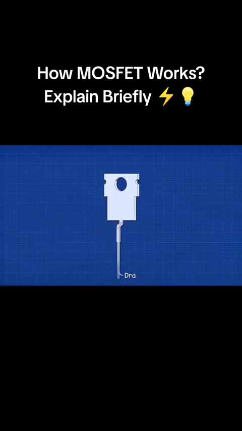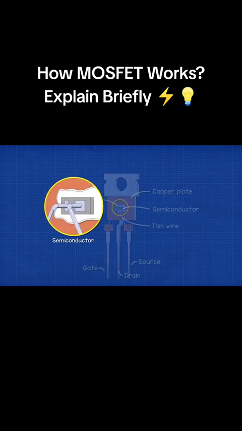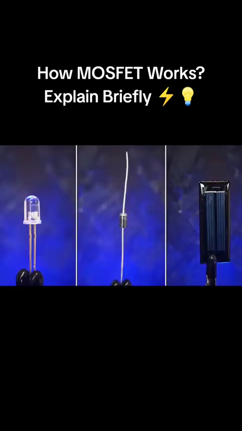Inside a MOSFET, we just have a tiny piece of semiconductor material. The drain terminal connects to a copper plate. The semiconductor is attached to this, and we have some small wires connecting the source and gate to their respective parts. The semiconductor will probably be made from silicon, which looks something like this. We also use this in LEDs, diodes, and solar cells.